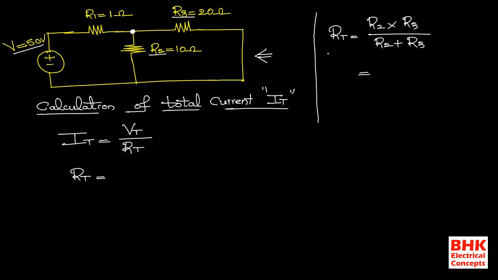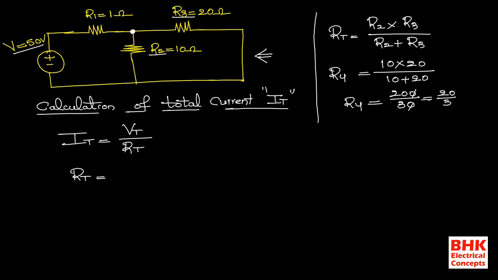Now R1, R2, R3 values we know, but we don't know the value of the equivalent of these two. So I am giving the name R4 for the new resistance. Now R2 is 10, into R3 which is 20, divided by R2 which is 10 plus R3 which is 20. The value of R4 is equal to 200 divided by 30. Here the zeros cancel, and you will get 20 divided by 3.